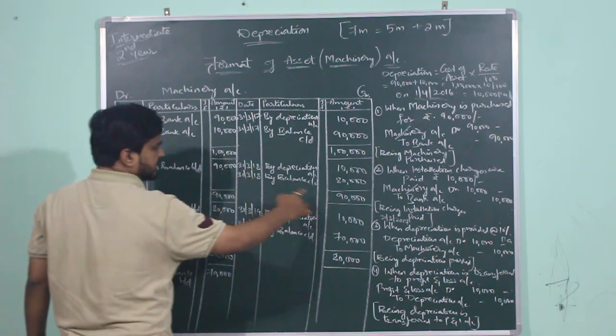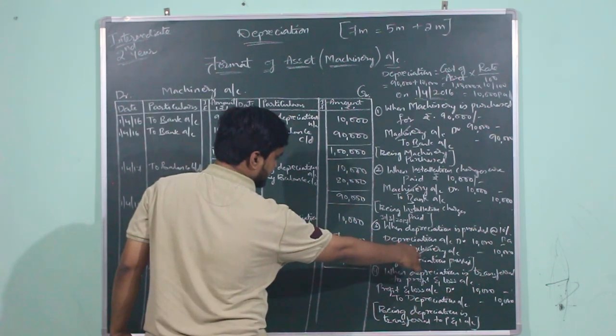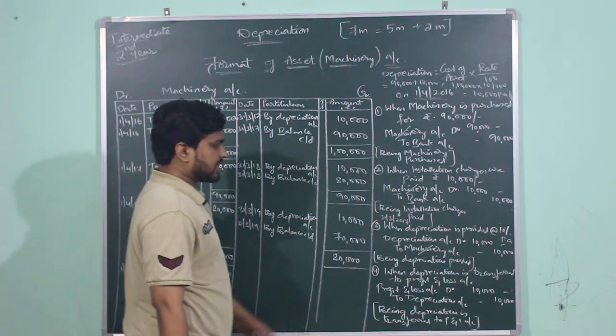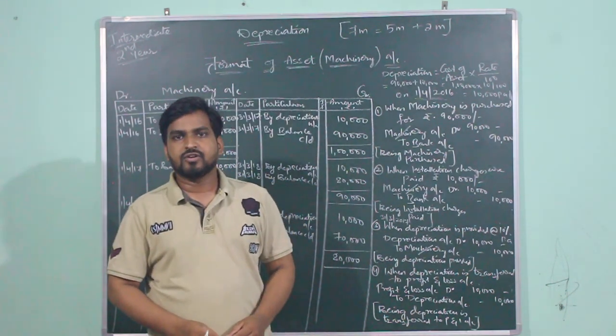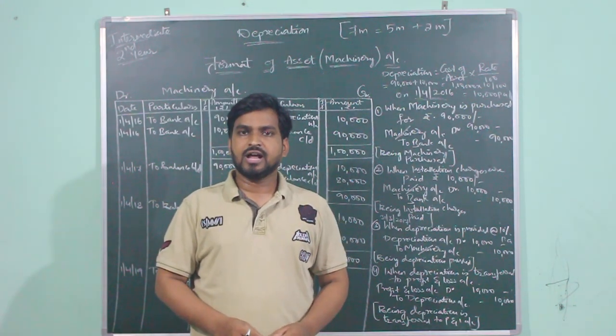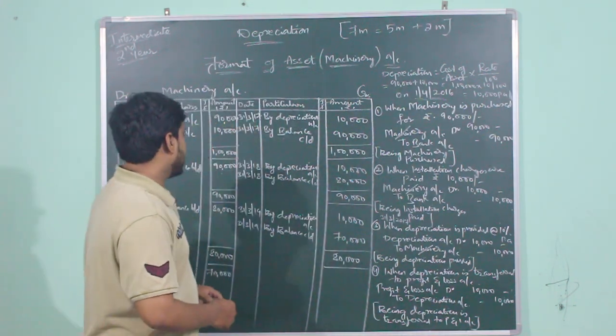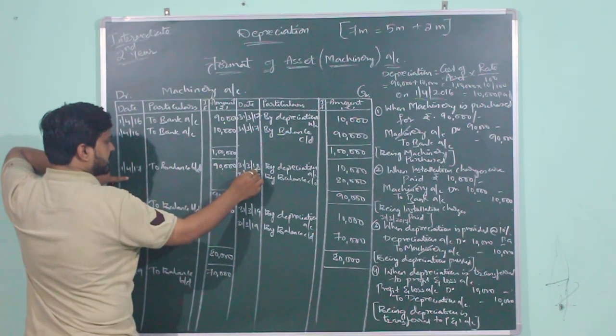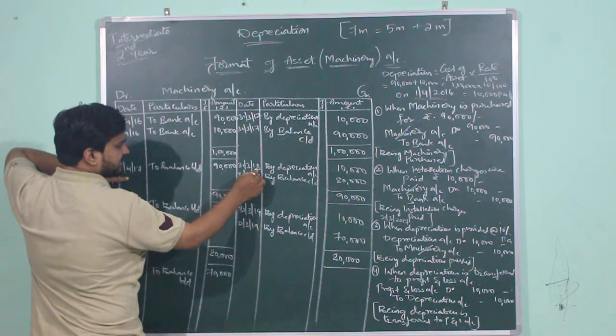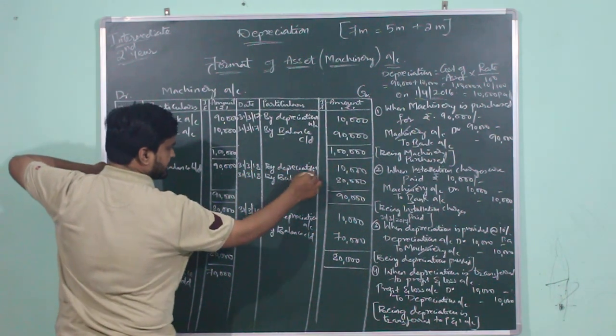So at the end of the second year, again you are going to provide depreciation on the machinery, where the journal entry will be depreciation account debit to machinery account. So as we are preparing machinery account, we are not going to write the name of the machinery account and we will be writing the name of depreciation. So at the end of the second year, from 1st April 2017 to 31st March 2018, again we will be providing depreciation, which will be recorded as by depreciation account 10,000.